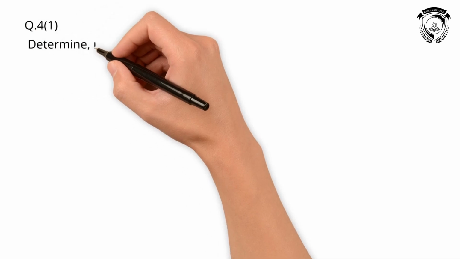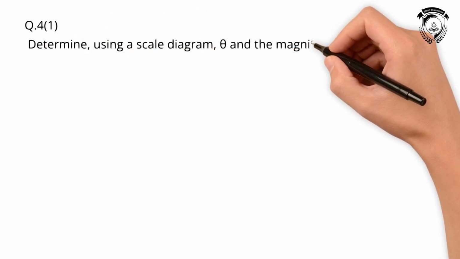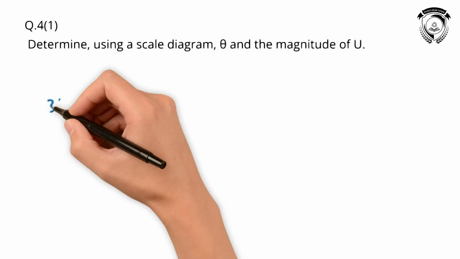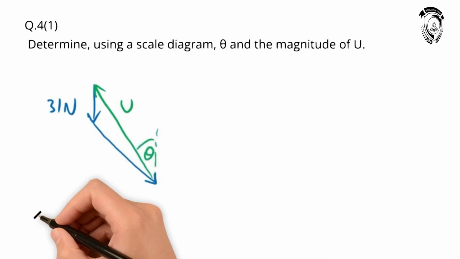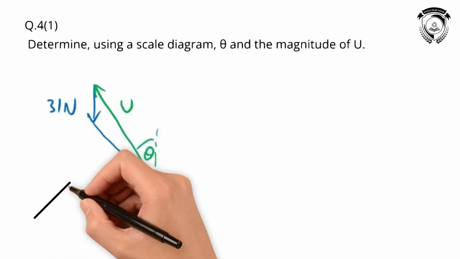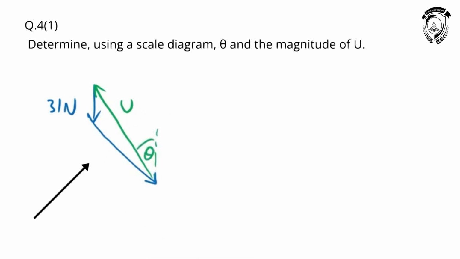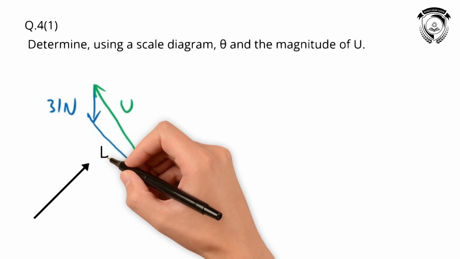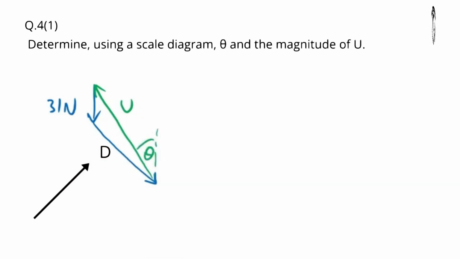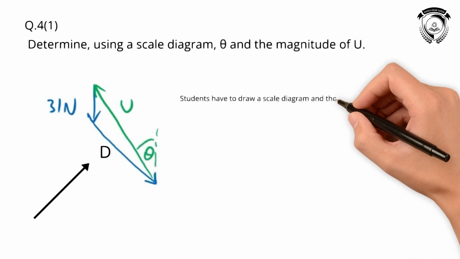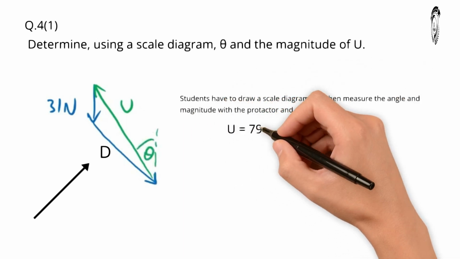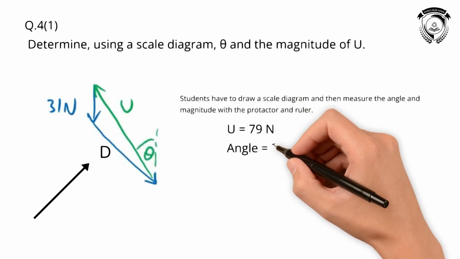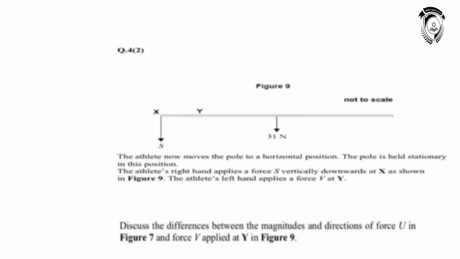The question is that you have to determine, using the scale diagram, the angle theta and the magnitude. So you have to draw a vector diagram of the three forces: the 31 newton force, the force D of 53 newtons, and the force U. And then you will use a ruler and a protractor to measure the angle and the magnitude. Therefore, U has a magnitude of about 79 newtons and the angle is about 25 degrees. Question 4.2.